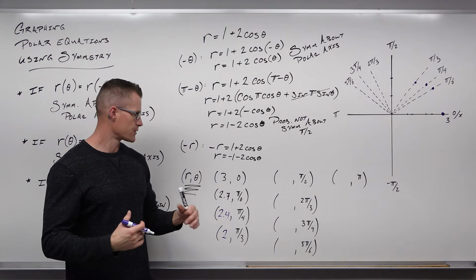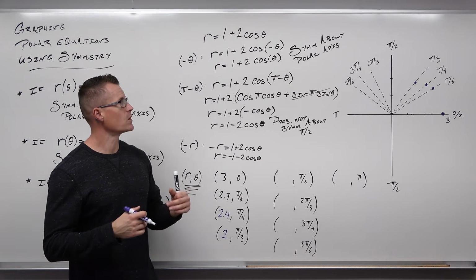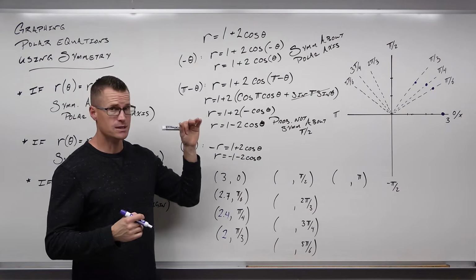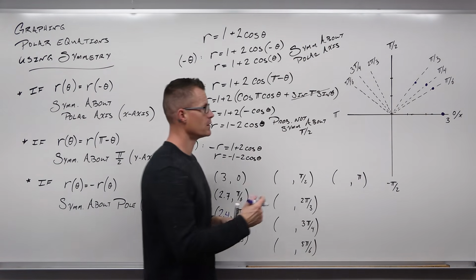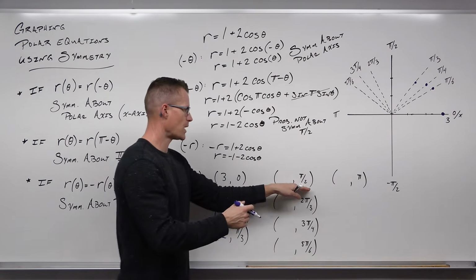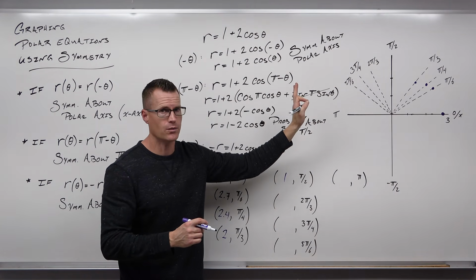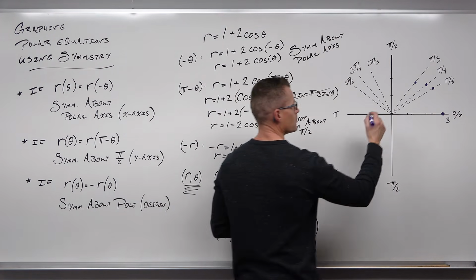Now we're going to jump to pi over 2. So when we plug in pi over 2, cosine of pi over 2, that's 0. 2 times 0 is 0, but 1 plus 0 is 1. So along this angle of pi over 2, you're going to go up 1 unit along that ray from the pole.